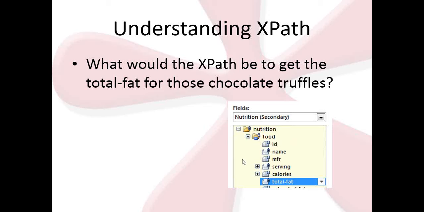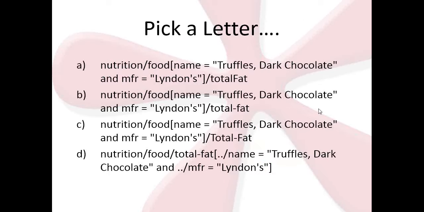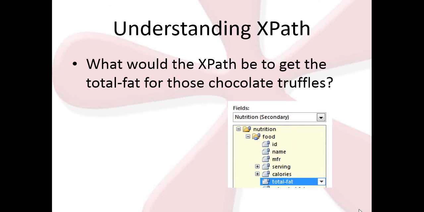And so if we're still looking at the same data source, what would the XPath be to get the total fat for those chocolate truffles? If we look here at this data source task pane, we can see what our total fat node looks like there. We already know the XPath to get the food. And so I want you to look at these different XPaths and figure out which one will get you back the total fat. Because I just popped this on you, I'm going to go back one and show you this data source again.